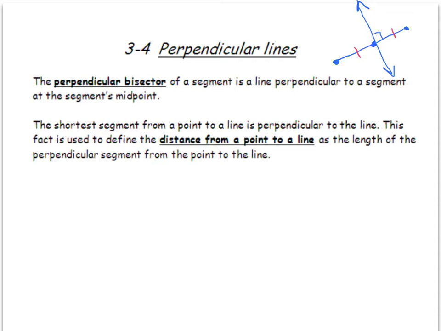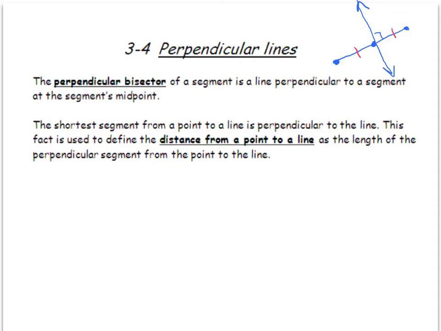That's a perpendicular bisector. Now, this kind of leads us to a fun little fact that if we're dealing with perpendicular bisectors, the shortest segment from a point to a line is actually going to be perpendicular to the line. And this fact is actually used to define the distance from a point to a line as the length of the perpendicular segment from the point to the line.